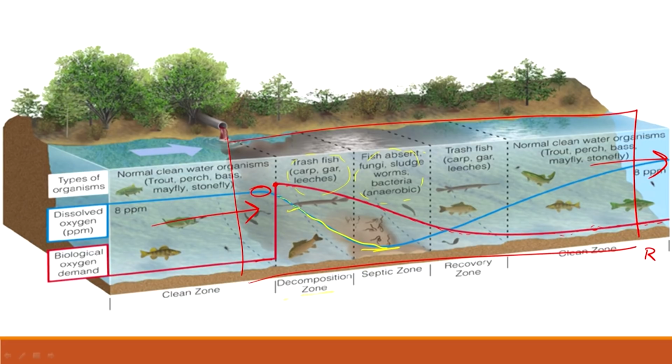So, decomposition zone and then septic zone, and from this point on, your DO levels are starting to increase and they will take quite some time to reach the relevant levels that were there before the waste was dumped. Again, with respect to this, in this zone the rate of loss of oxygen is greater than the rate of formation of oxygen, and in this zone obviously the rate of formation of oxygen is greater than the rate of loss of oxygen.